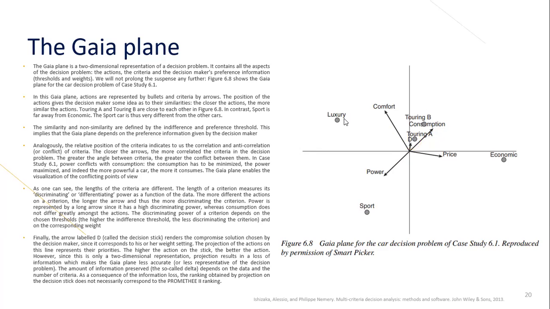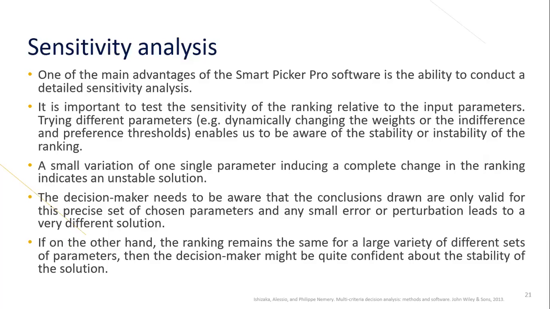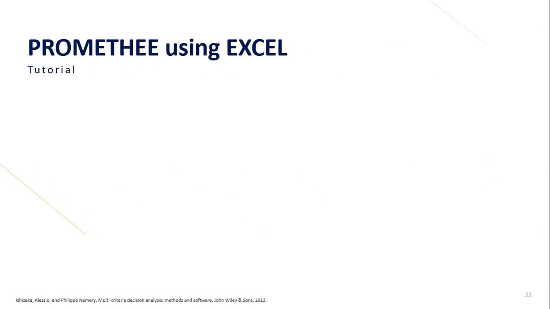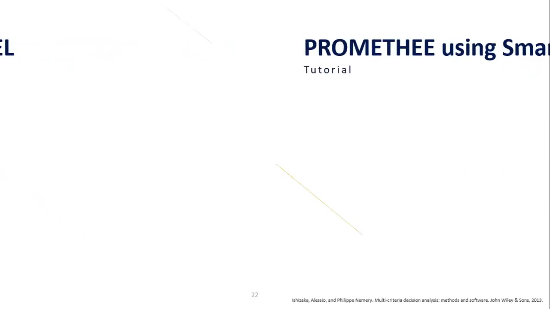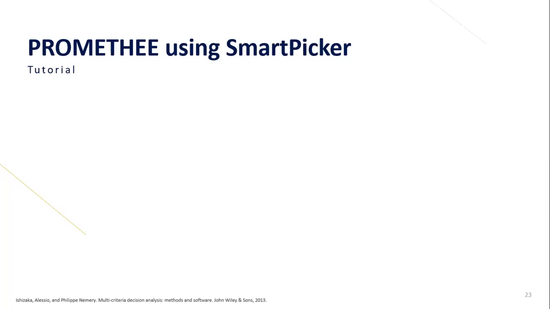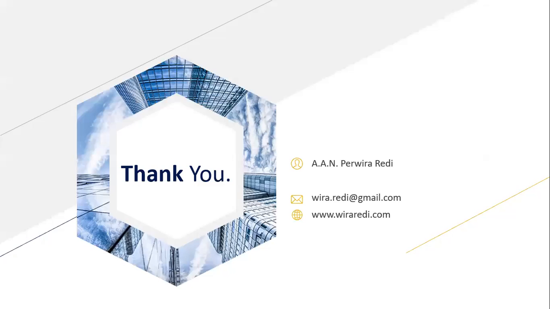And then sensitivity analysis is about changing several parameters like weight, Q and P. It will surely affect the result of this Promethee algorithm. Okay, I think that's the concept. Later, we will try to use Excel and then Smart Picker to solve this problem. I hope you can understand this part so that later we will be able to discuss more clearly when we have the example.